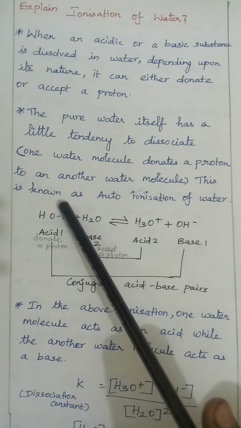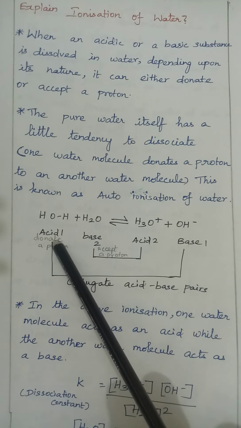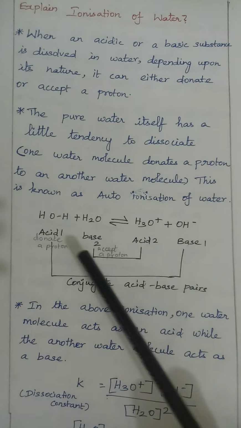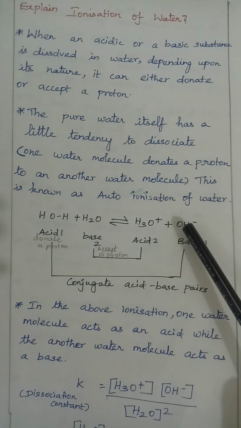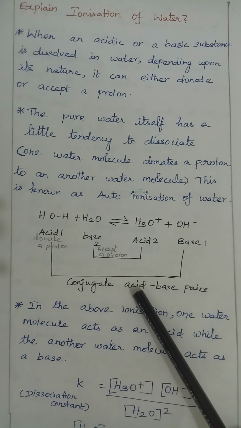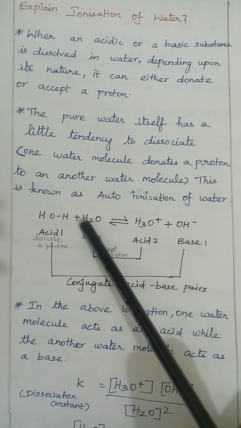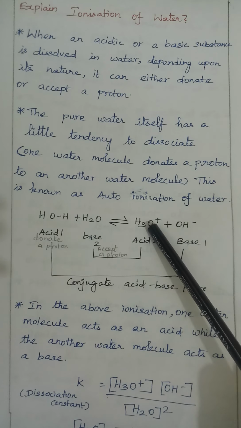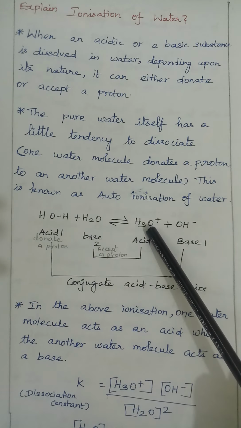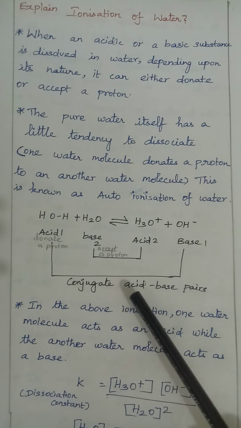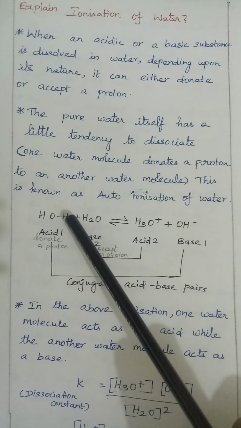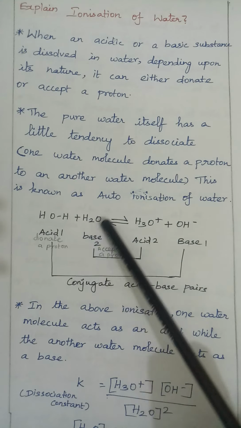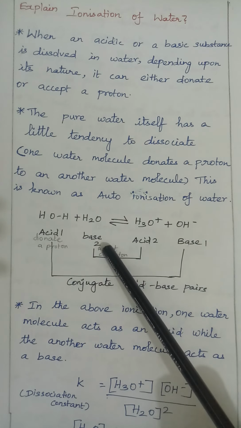What happened in this? One water acts as an acid because it donates a proton and becomes OH- ion. So H2O and OH- ion are called a conjugate acid-base pair. H2O accepts a proton and becomes H3O+. So H2O and H3O+ is another conjugate acid-base pair. One water donates a proton, it acts as an acid. Another water accepts a proton, it acts as a base.